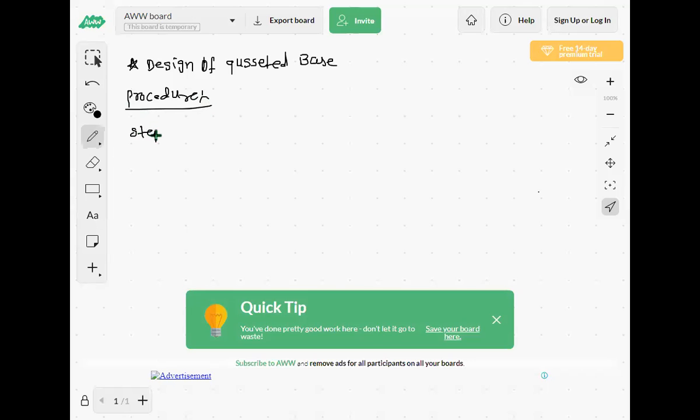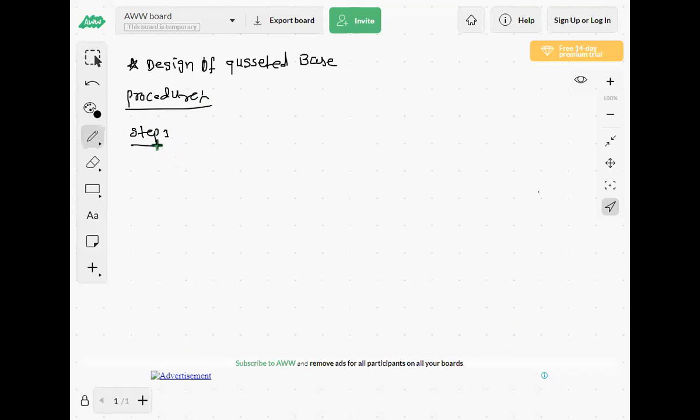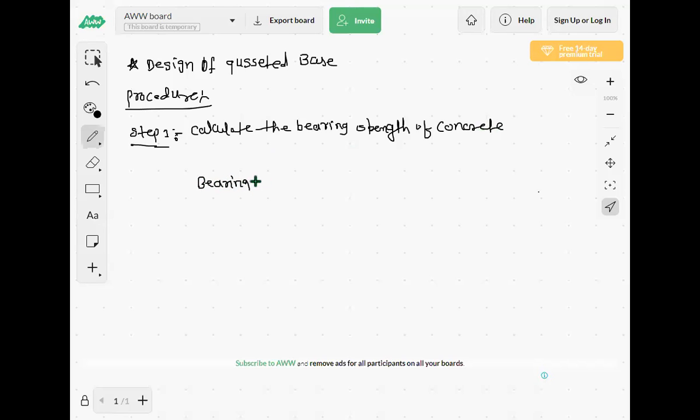So, in the procedure, step 1: calculate the bearing strength of concrete. Some of these steps are the same as in the design of slab base; many steps are the same. So the first step is to calculate the bearing strength of the concrete. We calculate it by the same formula as we saw in the design of slab base: bearing strength is equal to 0.45 fck. This is step 1.